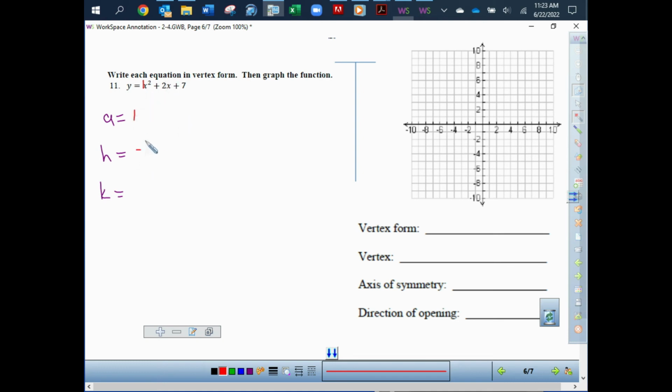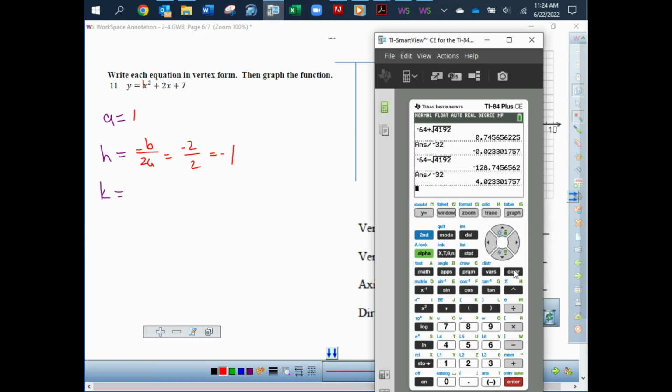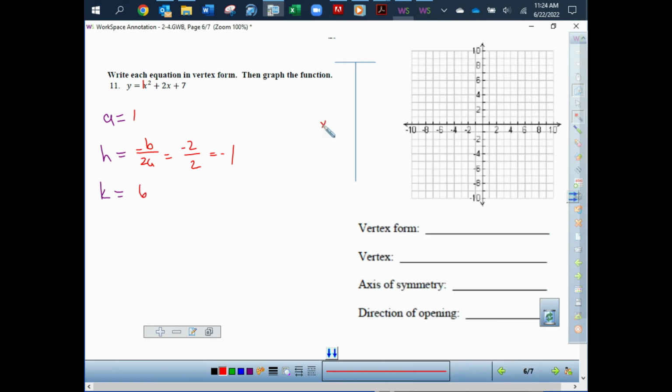H, we find the x value of the vertex by doing opposite of B over 2 times A, and that would be negative 2 over 2, which is a negative 1. And then we will substitute that negative guy in using parentheses. So put negative 1 in parentheses squared plus 2 times negative 1 and then plus 7. And I got 6 for the y value of that vertex. So I'm going to put that right here just for the time being, negative 1, 6. And I'm going to write this in vertex form.